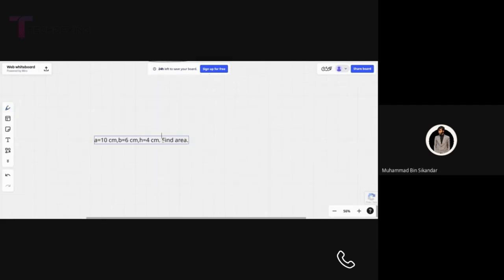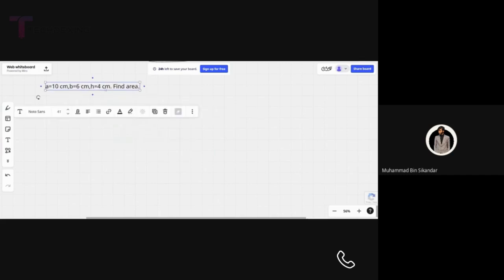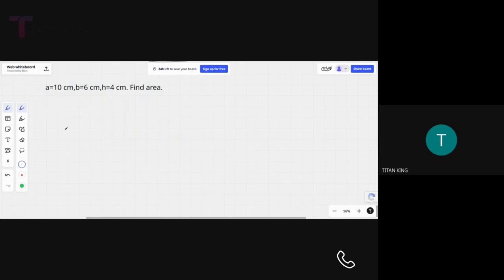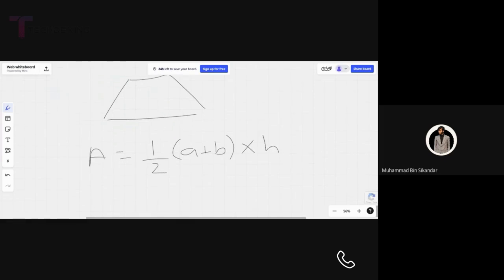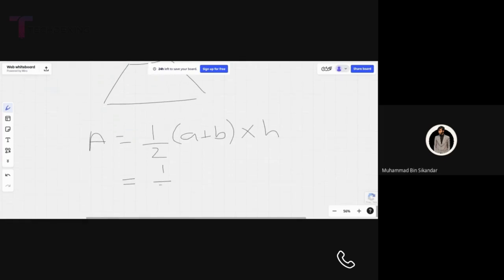This is what I am given. I am supposed to calculate the area of a trapezium. The base and height are given. What is A and B? It is the length of the unequal sides. So A is equal to 1 over 2 times (A plus B) times H. Simply just put in the values, 1 by 2.